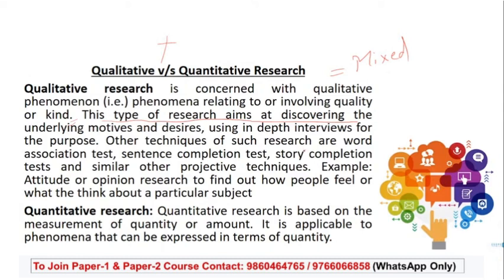Other techniques of this research can be a word association test, a sentence completion test, or a story completion test, and similar techniques which will give you an idea about the phenomena or the quality or the kind. For example, attitude or opinion research to find out how people feel or what they think about a particular subject. So if you want to find out information about this, you have to go with sentence completion or in-depth interviews, which is termed qualitative research.